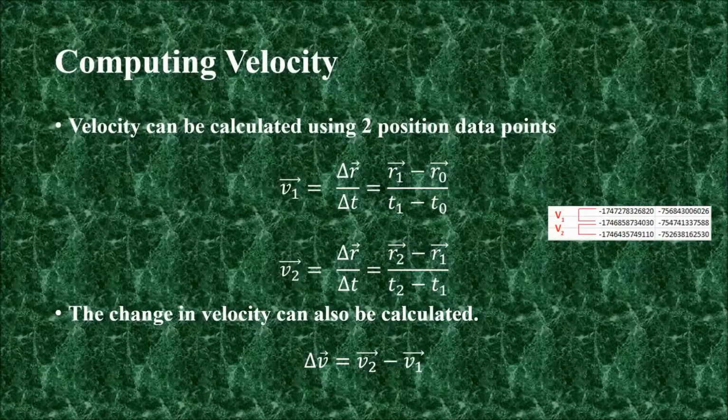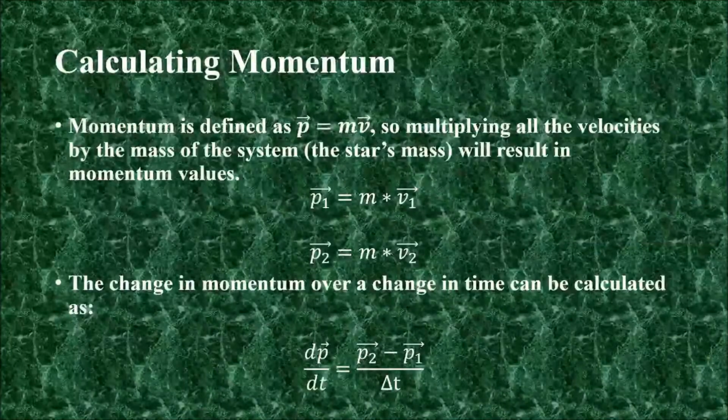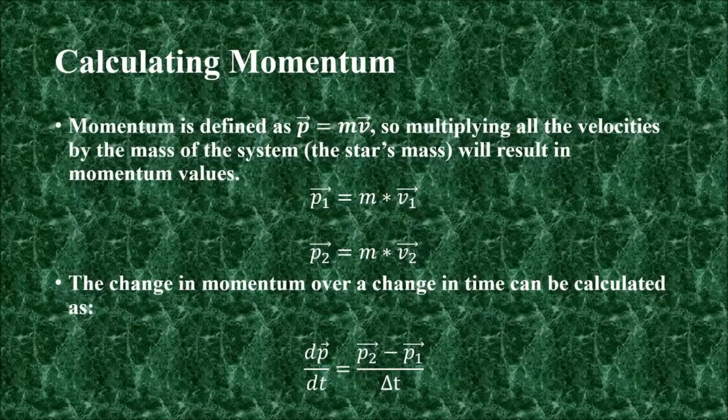The velocity can be calculated by taking two adjacent position data, subtracting the position points, and dividing the difference in position by the time step delta t. This can be done between every two data points in the entire position data to compute the velocity at each time step. Momentum is defined as mass times velocity, so multiplying all the calculated velocities by the mass of the system will result in momentum values as shown below. The change in momentum over a change in time can be calculated as follows: dp over dt equals p2 minus p1 over delta t.